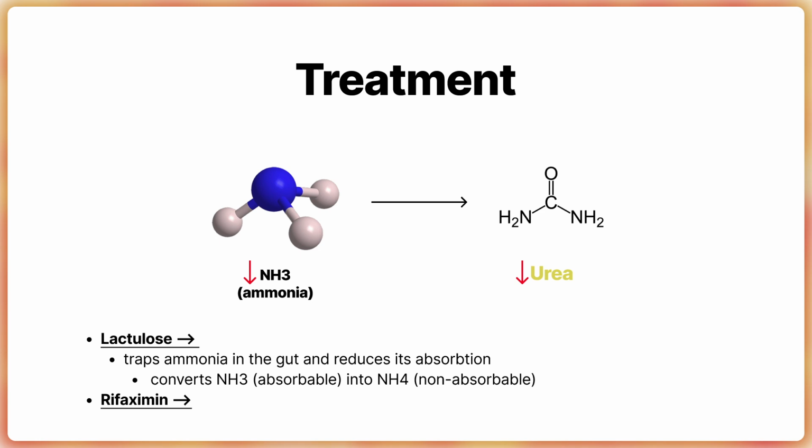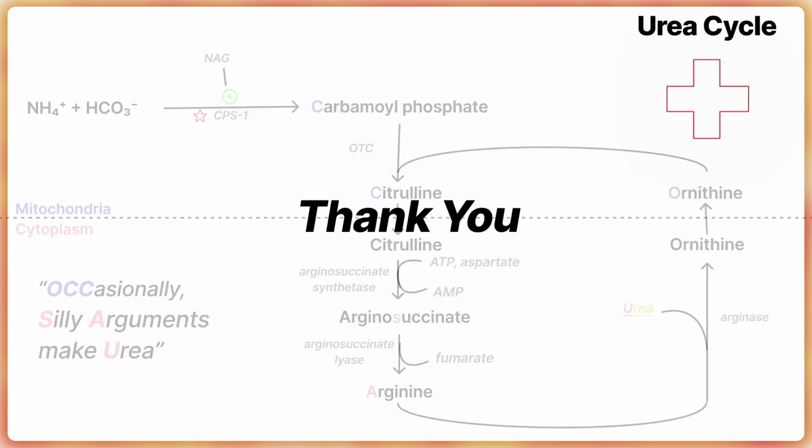Rifaximin, on the other hand, is an antibiotic that lowers ammonia levels by directly targeting and killing ammonia-producing bacteria in the gut, and thus it lowers both ammonia production as well as absorption. Both of these drugs have simple mechanisms of action, but are very high yield, especially lactulose. And that wraps up our discussion on the urea cycle.